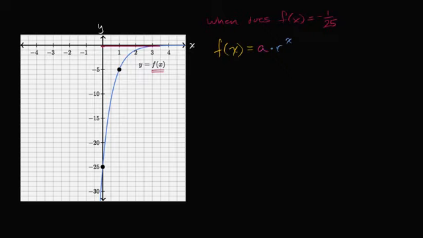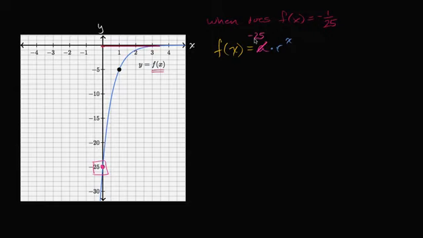And so what is f of 0? Well, when x is equal to 0, we're saying where does it intersect the y-axis? We see f of 0 is negative 25. So a is going to be negative 25. When x is 0, the r to the x is just 1. So f of 0 is going to be negative 25. We see that right over there.